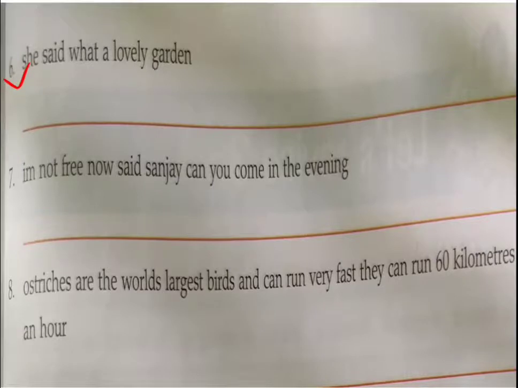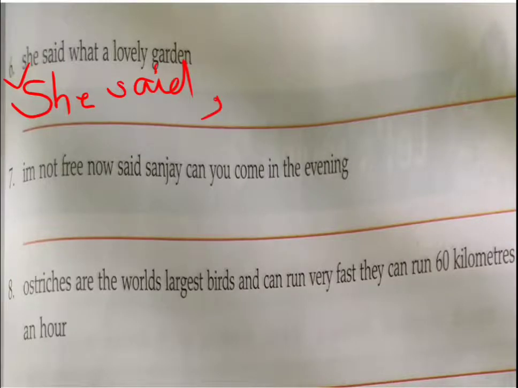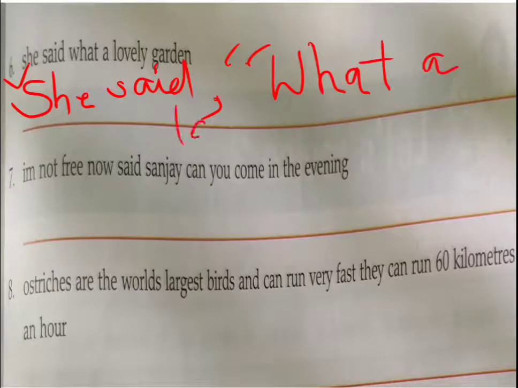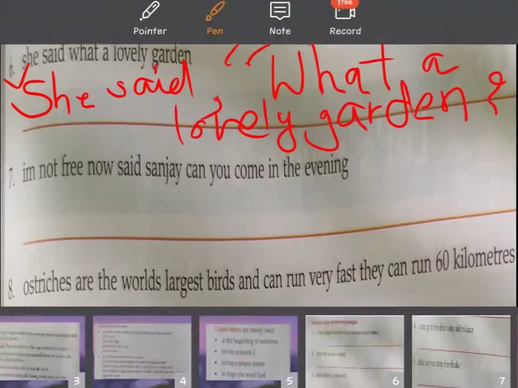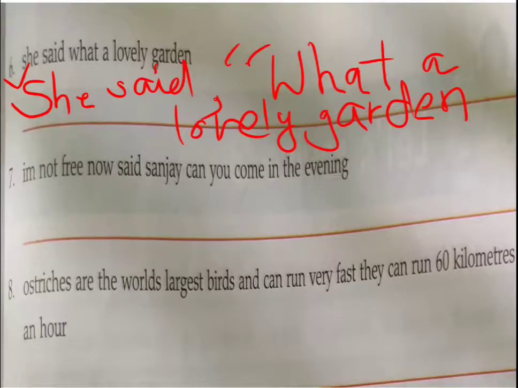Look at number 6. She said, what a lovely garden. Now first of all, we write the first letter capital, she said. After said, what do we have to do? Yes, we have to put a comma. What is the exact word of she? We have to put it in inverted commas. What a lovely garden. W capital. Now, what a lovely garden. Will a question mark come? No, a question mark will not come. After what, there isn't any verb. It's an exclamation sentence, so we have to put an exclamation mark.